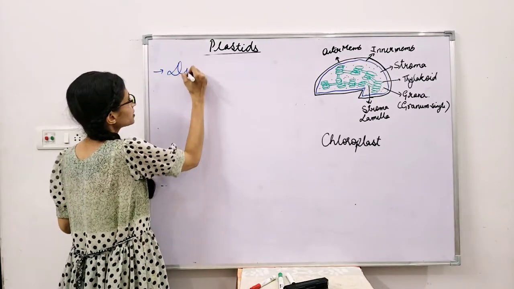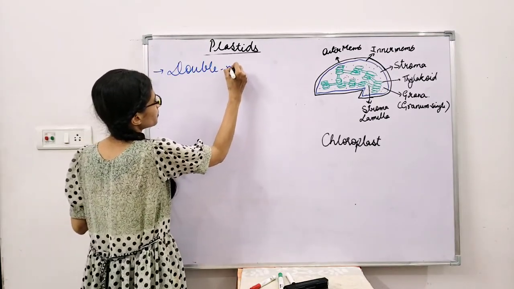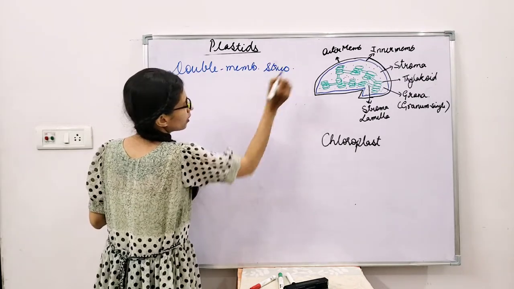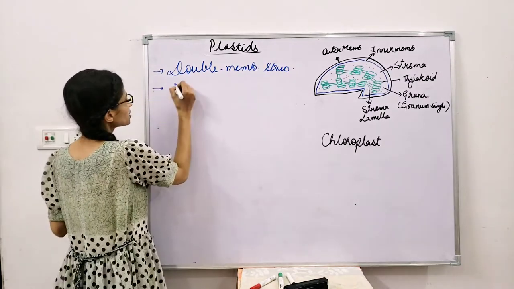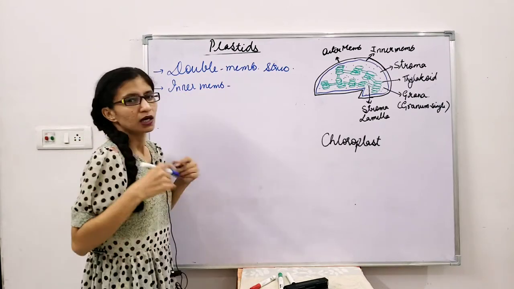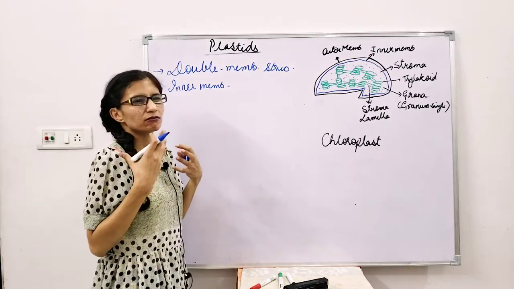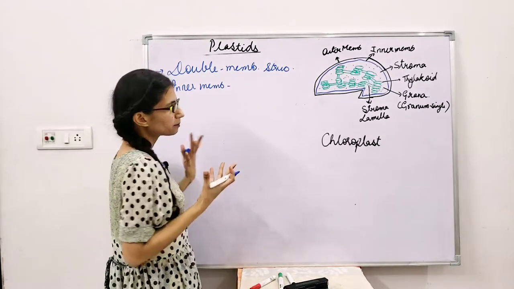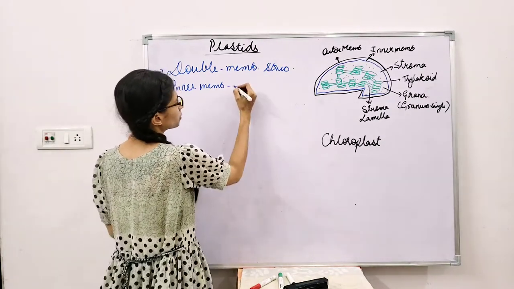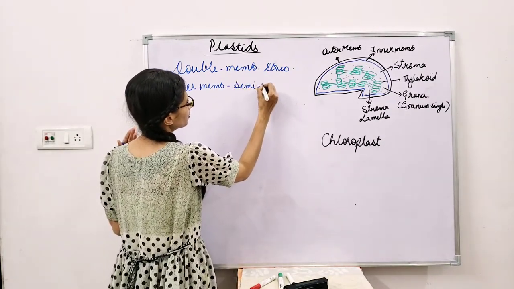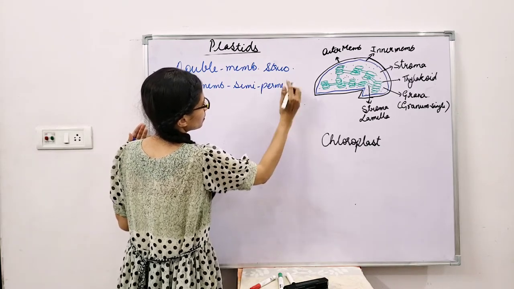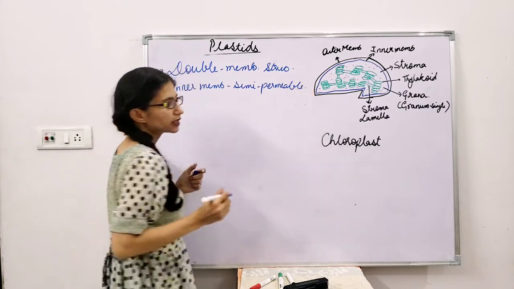It is a double membrane structure. If you look at the inner membrane, it is approximately semi-permeable. I would say that it allows certain things to come out and certain things to come in. So it is semi-permeable in nature.